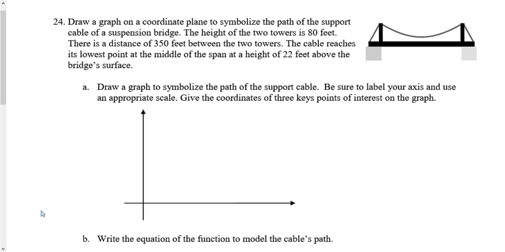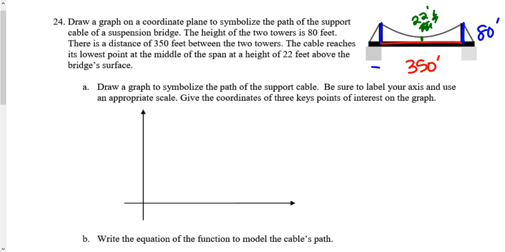So we've got a little picture of a suspension bridge over here. So we have the two towers, and these two towers on the bridge are 80 feet. And then there is a distance between the towers of 350 feet. It says the cable reaches its lowest point at the middle of the span. So right here in the middle of the span, that distance is 22 feet. Don't ask me where 15 came from. 22 feet above the bridge's surface.